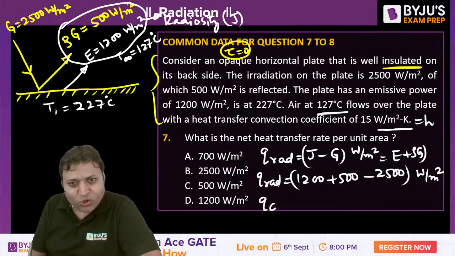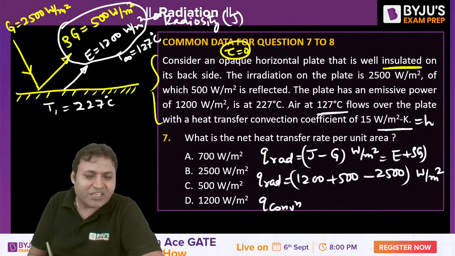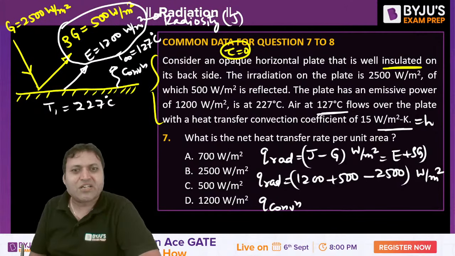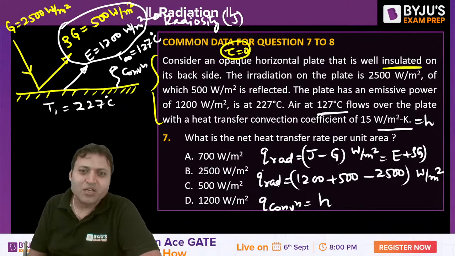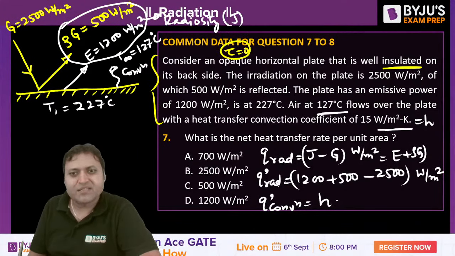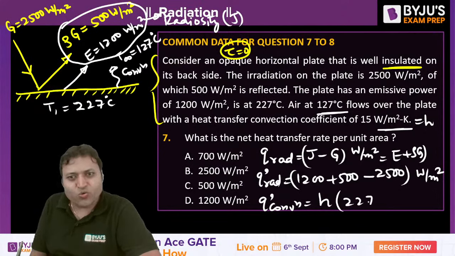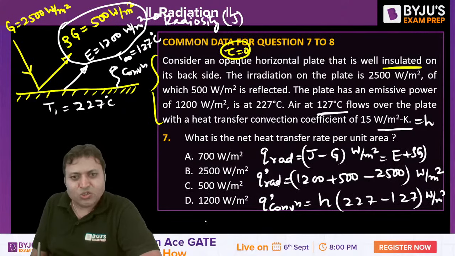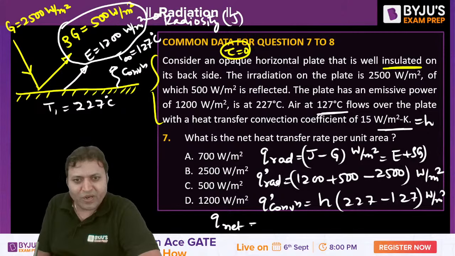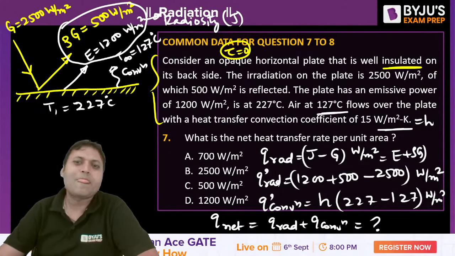And then we can find out Q convection. There is a convection also into the fluid. We can write convection from Newton's law of cooling. H into area, because we want Q dash. We are writing Q dash. H into delta T, that is 227 minus 127 watt per meter square. So Q net, or the total, will be equal to Q radiation plus Q convection. What will be the answer?